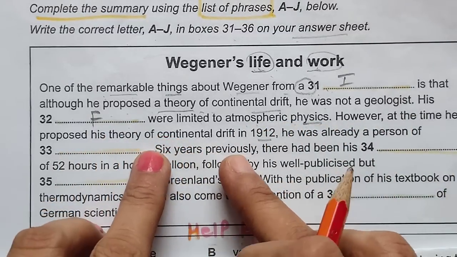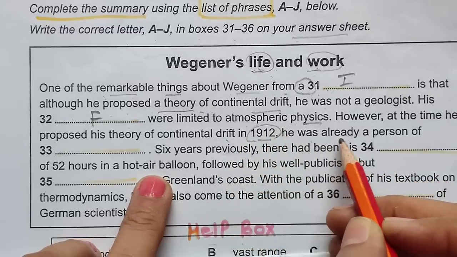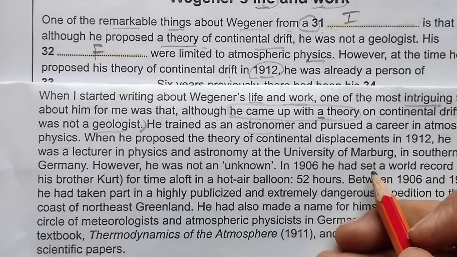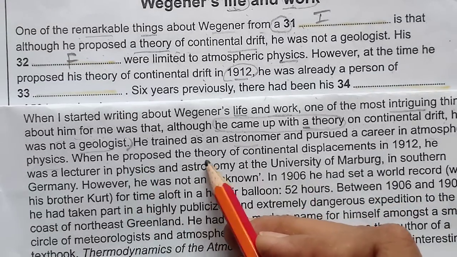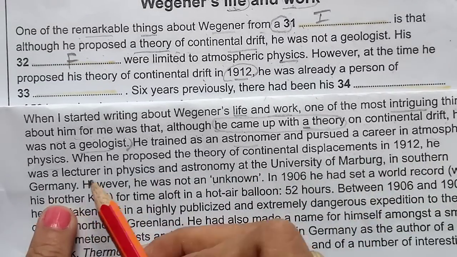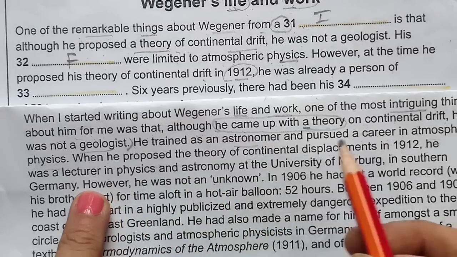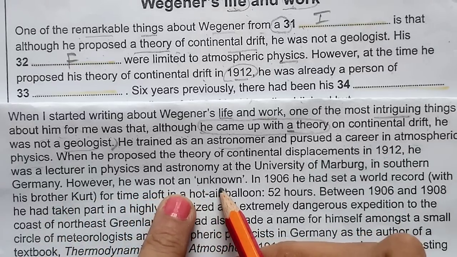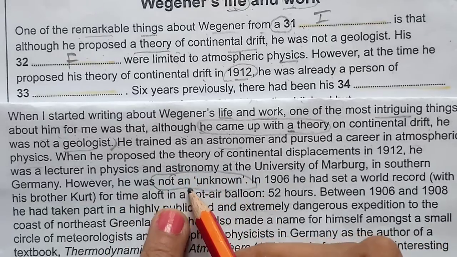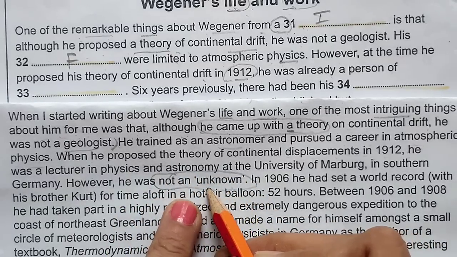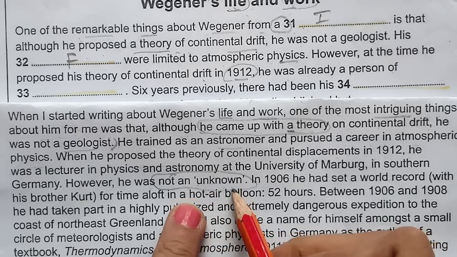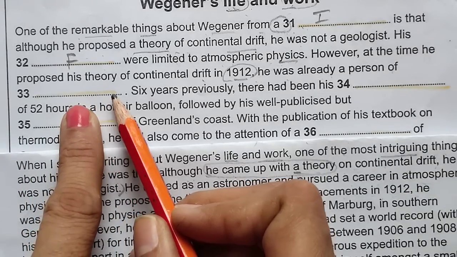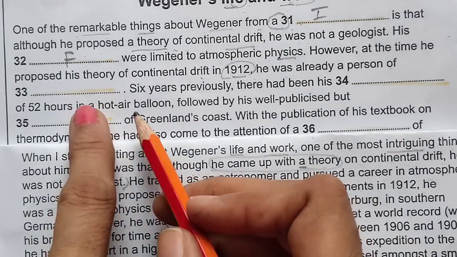However, at the time he proposed his theory of continental drift in 1912, he was already a person of what? So it is given like that. See this: when he proposed the theory of continent displacement in 1912, he was a lecturer in physics and astronomy at the University of this in southern Germany. He was not an unknown. This is really confusing. Not an unknown means he was a famous person. So he was already a person of fame.